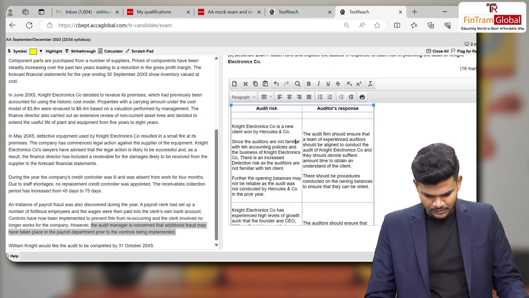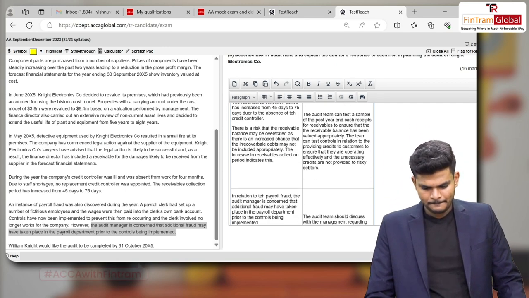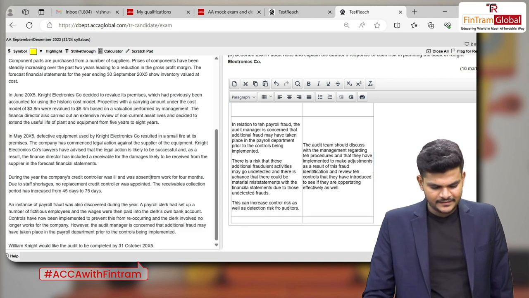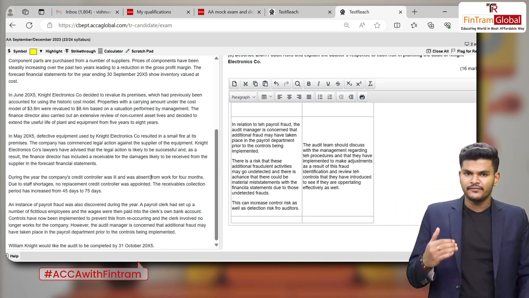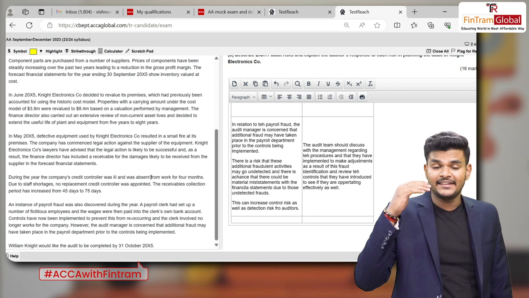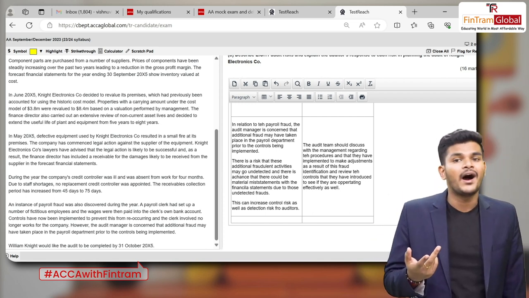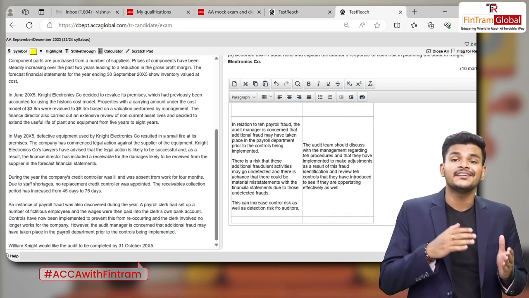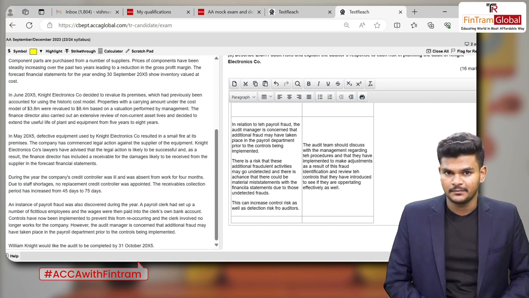I'll just delete this. There we go. So that's basically the idea. Okay, folks, always remember, whenever you're writing audit risk, identify the risk, explain why exactly it is a risk, and what is the impact of that risk in the financial statements as well.